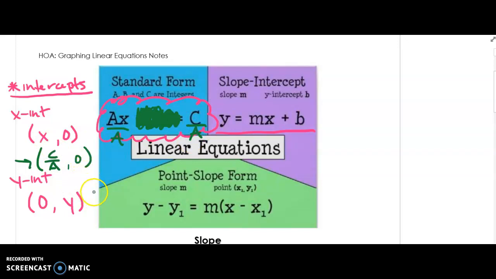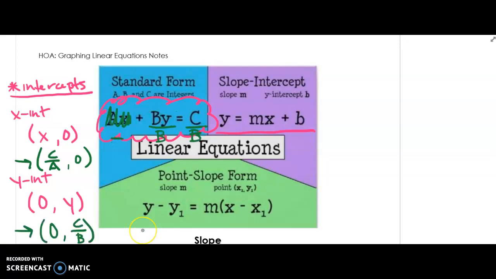That's something you can memorize. That's something you should be able to know how to do if you're just plugging in 0 for y anyway. But that's why this form is really nice for us. We're able to cover up or cancel out part of our equation to find one of our intercepts. Same thing goes for my y-intercept. I plug in 0 for x. This first part of my equation is gone. I'm just focused on by equals c. And so my y-intercept is always, always, always 0, comma, c divided by b.